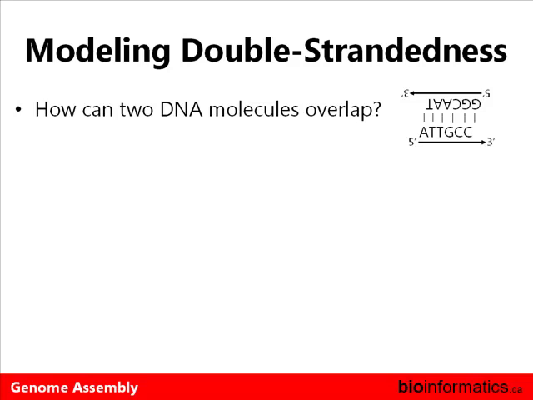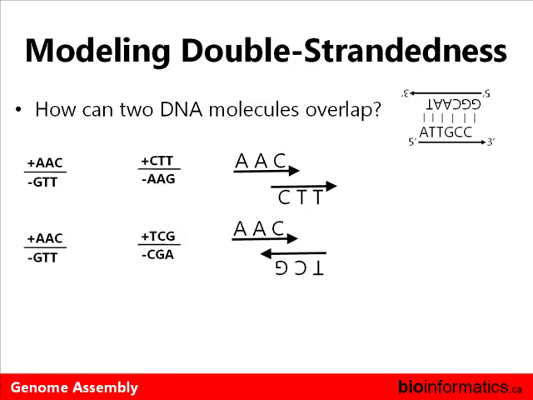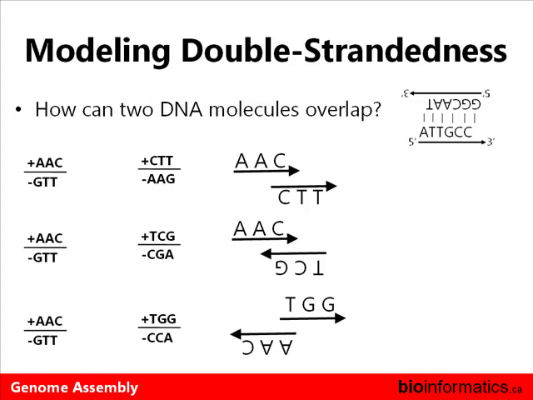So this is what DNA looks like, in a cartoonish way. The question you may ask is, how can two DNA molecules overlap? If I have two DNA molecules, how can I join them together? It turns out there are several ways of doing this. Imagine AAC and CTT. They could overlap by this letter C right here. Or imagine AAC and TCG. I'll have to flip TCG in order to get the G to align with the C, so on the reverse strand. And in this case, I actually have to flip both of them.